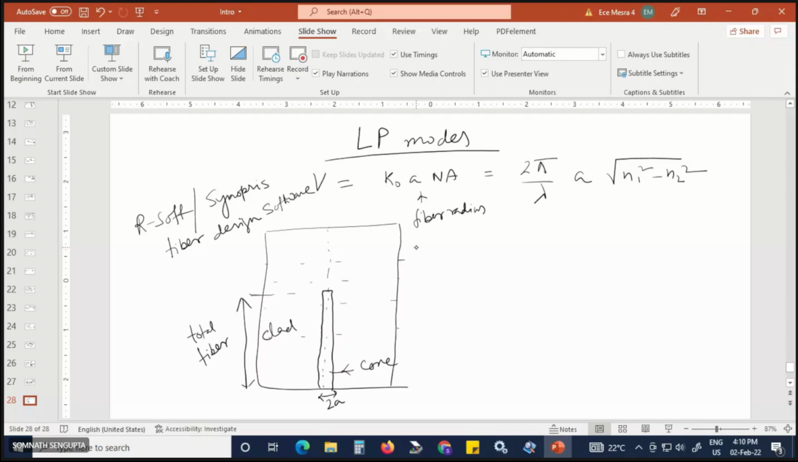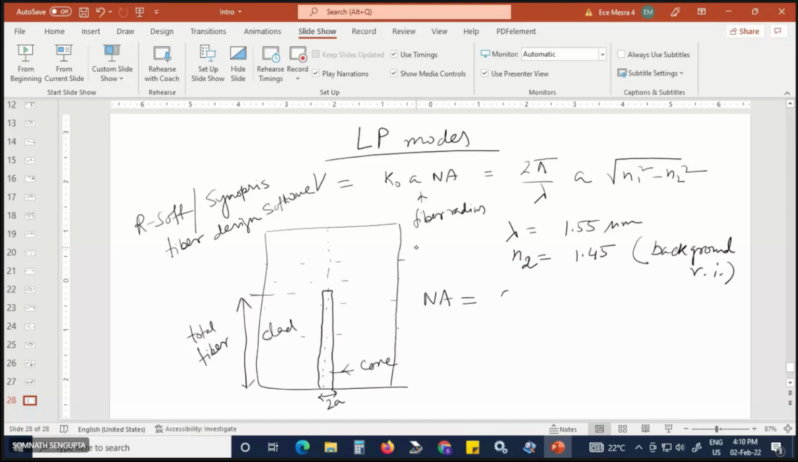ये सब पैरामीटर्स हम लोग को देना रहता है इसमें. Lambda 1.55 micrometer, n1 1.45. Actually कोई भी एक दे सकते हैं, either n1 or n2. जनरली n2 देते हैं, तो n2 अगर 1.45 देंगे, मतलब बैकग्राउंड रिफ्रैक्टिव इंडेक्स. n2 हो गया बैकग्राउंड रिफ्रैक्टिव इंडेक्स.